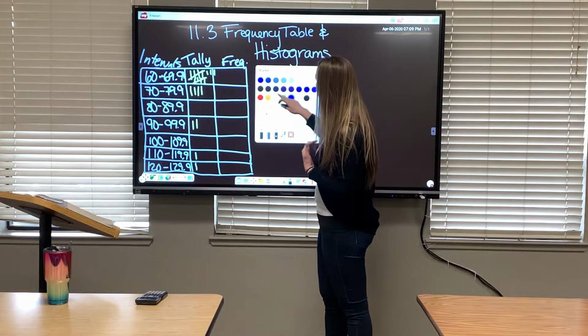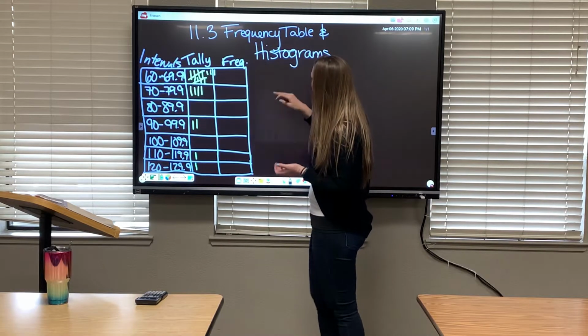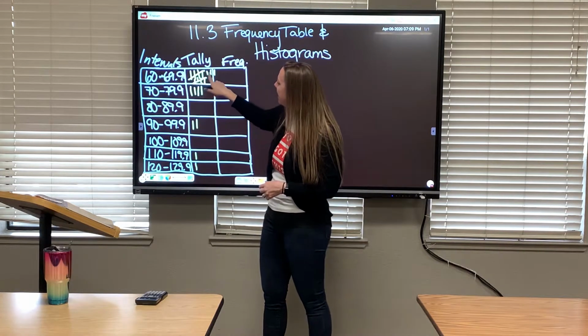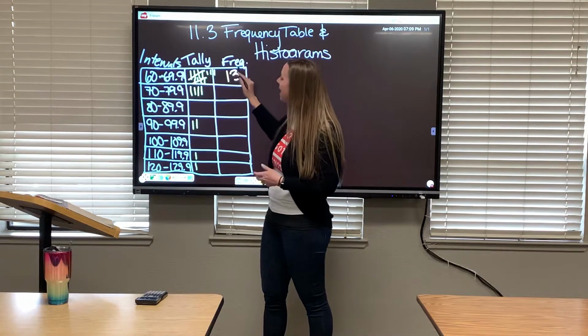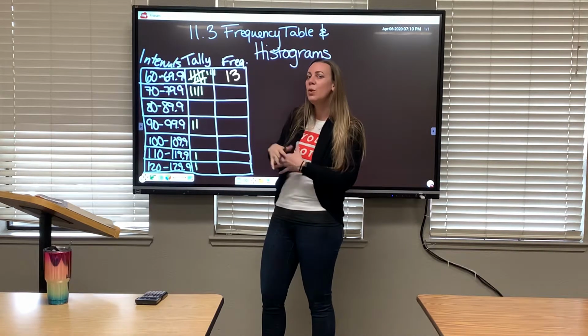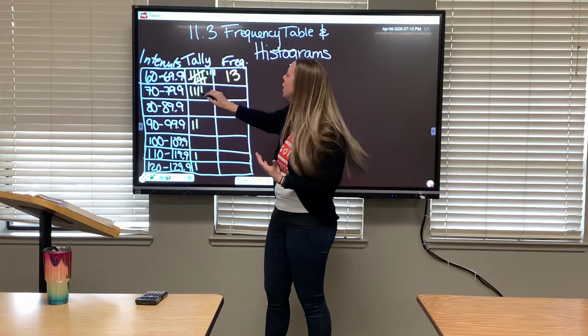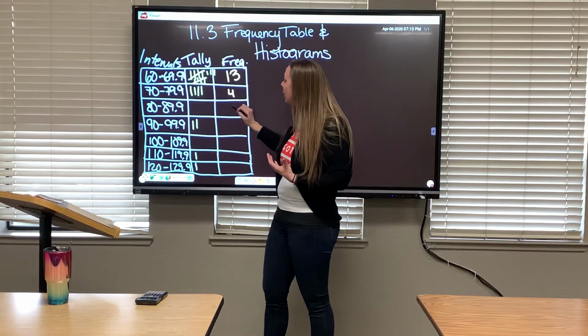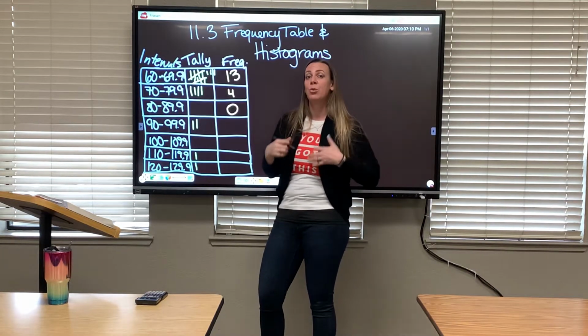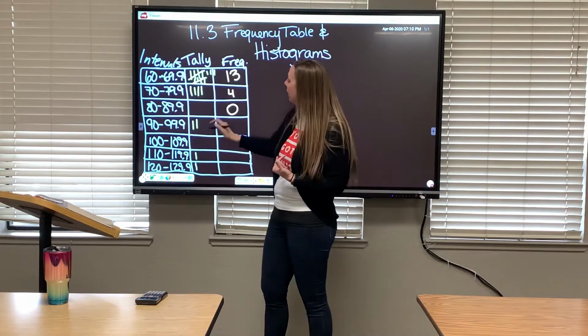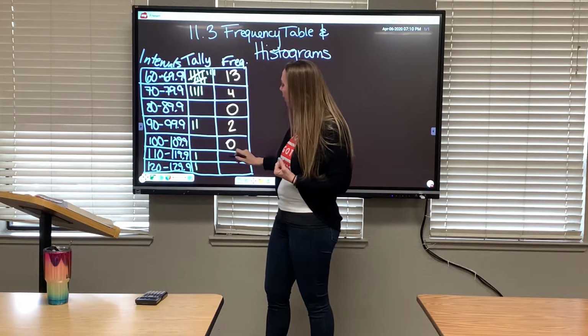Okay, now the next step, and I'm going to do another color again just so that they don't merge together. So I have 5, 10, and then 3 more, so I have 13. And now in this frequency table, I'm just going to count the number of tally marks. So my next section, I have 4. I don't have any here. I do actually have to point that out though. So I have 0, I have 2, 0, 1, and 1.